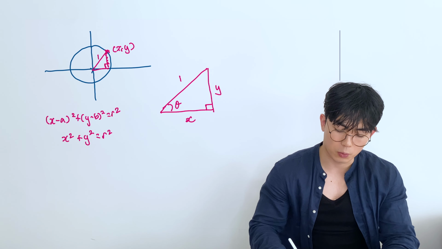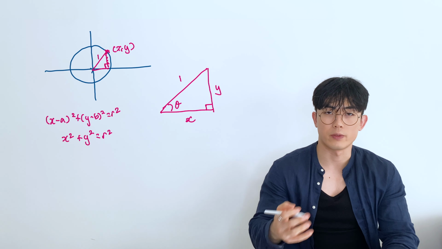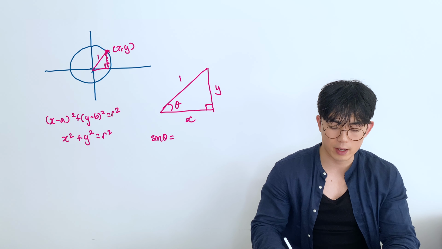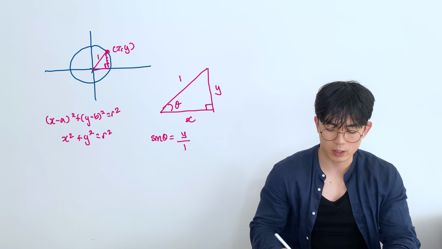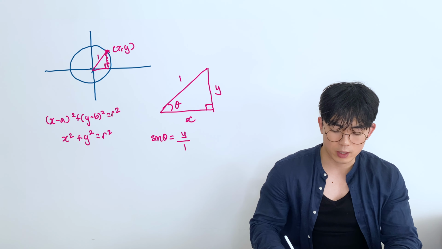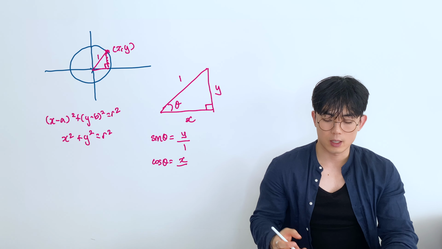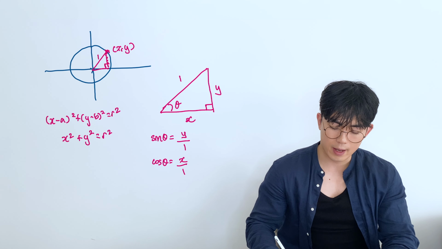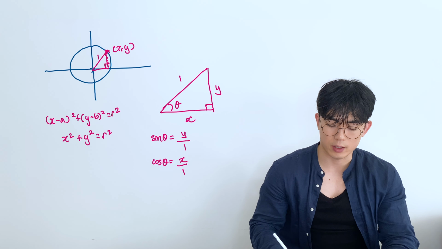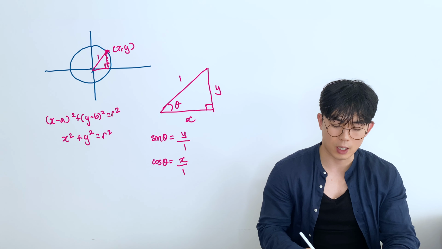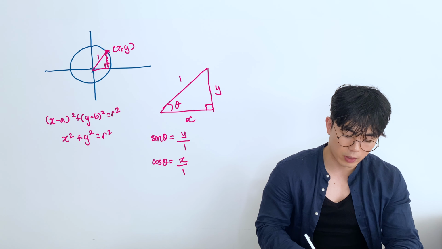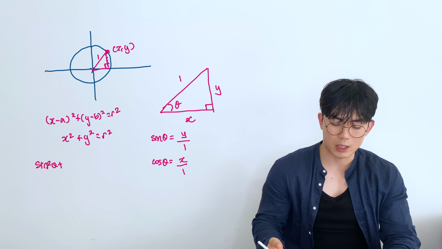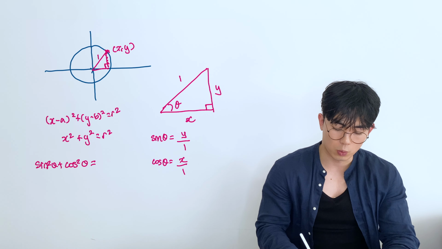Because sine theta we know is equal to opposite over hypotenuse. In this case, opposite is y over hypotenuse is 1, so sine theta is y. Same thing with cos theta is adjacent x over hypotenuse 1, so cos theta is x. So therefore, what I can say is x squared is just cos squared theta and y squared is sine squared theta, which I can plug back into here. So I'll get that sine squared theta plus cos squared theta is equal to r squared, and r we set as 1, right? So it's equal to 1.